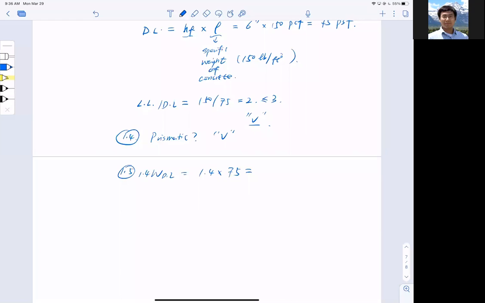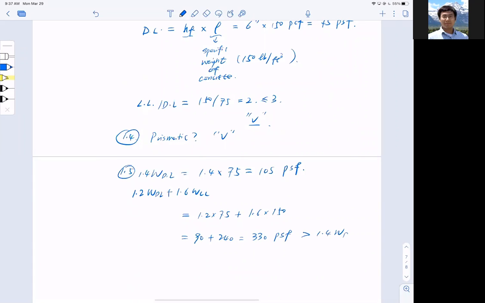Ladies and gentlemen, give me 1 second. Get my calculator out again. 1.4 multiplied by 75, I have 105 pounds per square foot. Now 1.2 dead load plus 1.6 live load equals 1.2 multiplied by 75 plus 1.6 multiplied by 150. The first one, 1.2 multiplied by 75, is 90, and 1.6 multiplied by 150 is 240, so I got 330, which is definitely bigger than 1.4 dead load, which is 105.